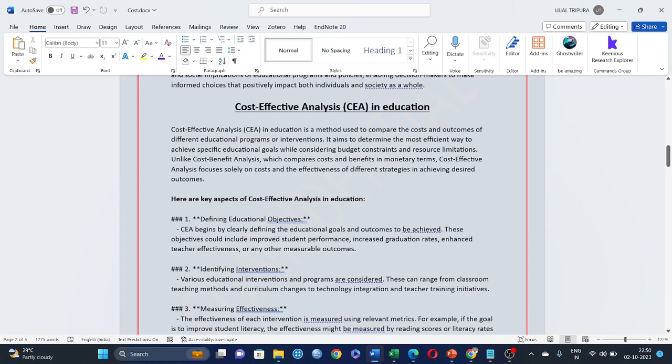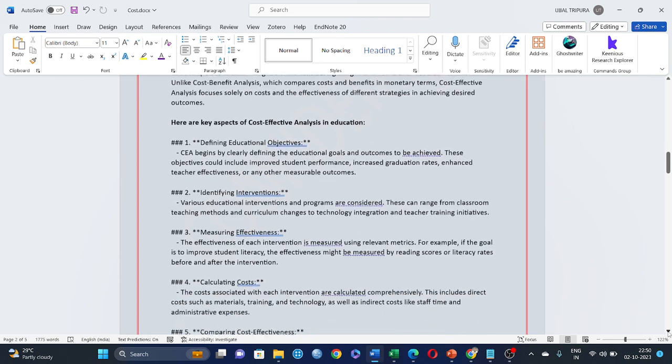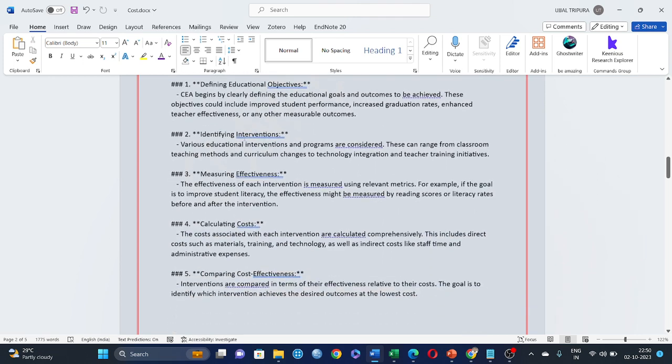So here we will see some of the aspects. Defining the educational objective: what has to be achieved? What is the goal? It should be clear cut, and accordingly the work is executed. Then identifying interventions. Here, various educational intervention programs are considered. They range from classroom teaching methods and curriculum changes to technology integration and teacher training initiatives.